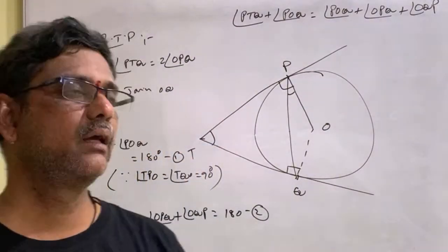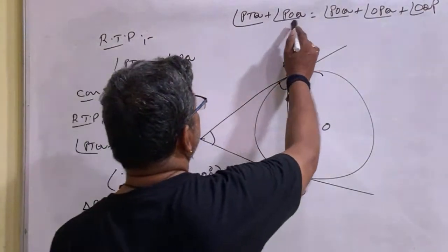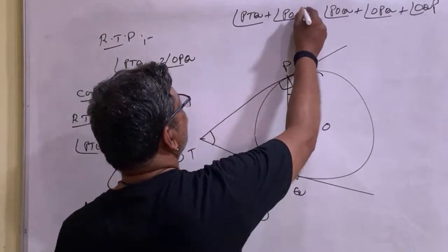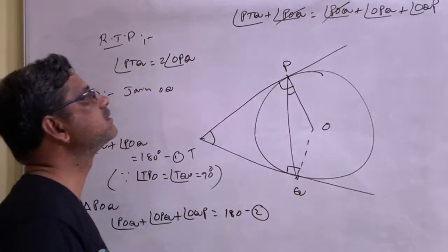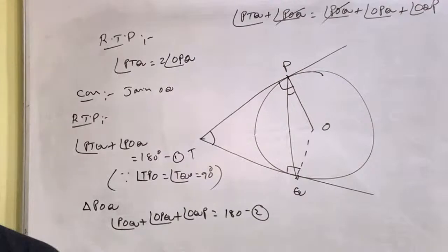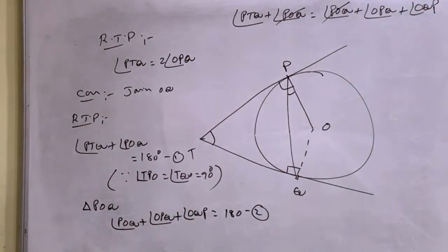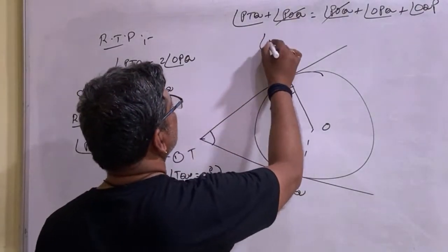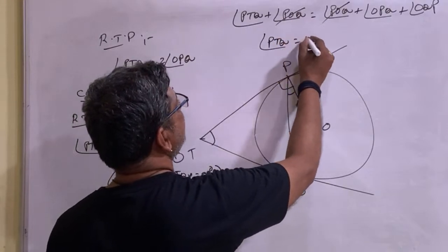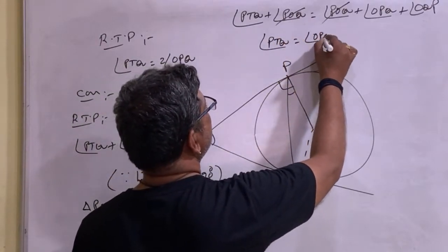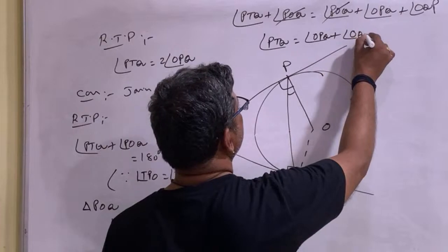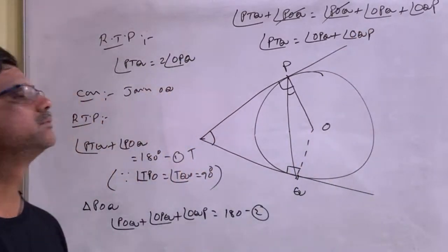Now, if you observe this equation, equals are removed from equals, so the remainders are equal. Angle PTQ is equal to angle OPQ plus angle OQP. Okay?